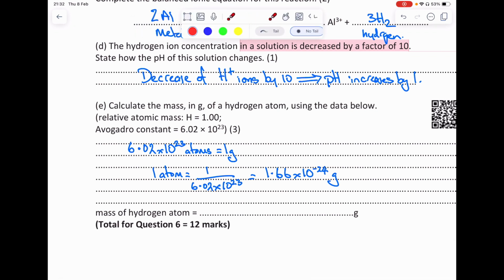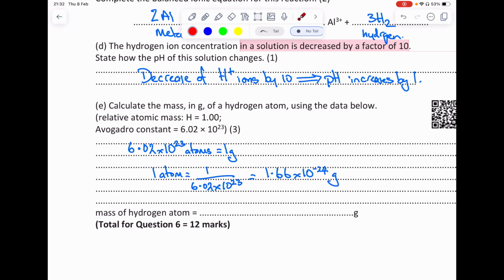Okay, in this question, hydrogen ion concentration is decreased by a factor of 10. How does the pH change? So what we need to remember here is core knowledge fact that if we change hydrogen ion concentration by 10, the pH is going to change by 1. And because this is a decrease in hydrogen ion concentration, then the pH is going to increase by 1. Okay, so it's heading towards the alkali end of the pH scale. And the last one is a calculation.